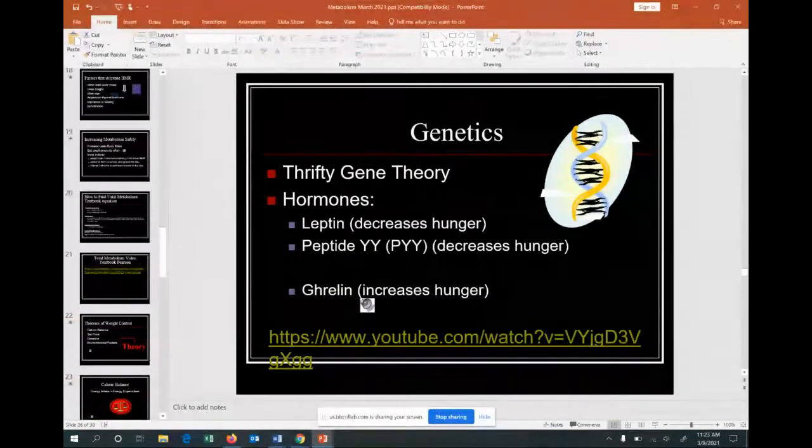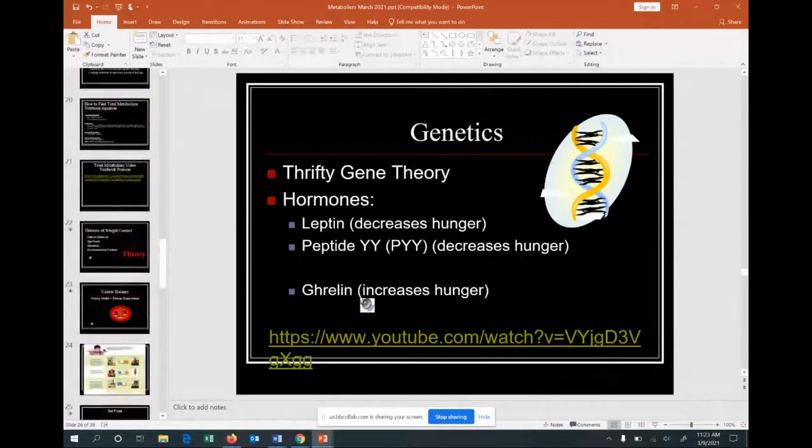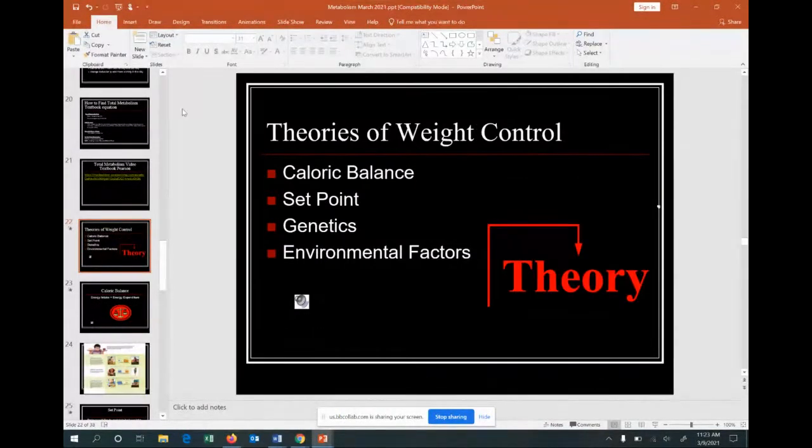I want to review the theories of weight control. And then what we're going to do Thursday is brainstorm about weight control in terms of concrete advice we could give people who are trying to lose weight or gain weight.